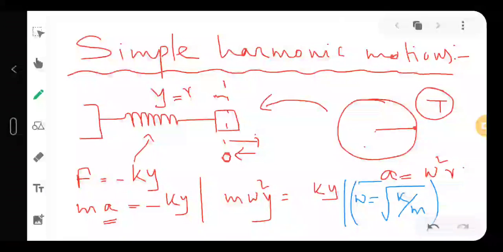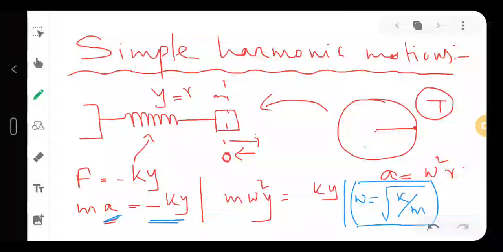So see what we have done here: we have taken a system like a spring system, and we have compared the spring system with uniform circular motion. That's why instead of this acceleration here, we have used that acceleration which applies for uniform circular motion. And then we have compared this with our spring constant. So we have gotten this one, that is omega is equal to root over k by m.